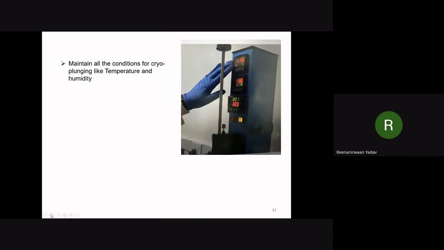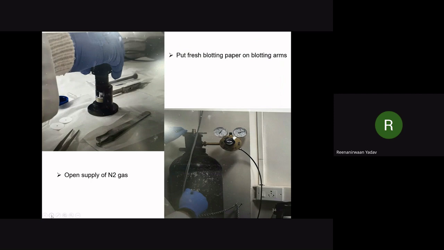Next, once our conditions are reached, for example, we set the plunging temperature at minus 171 and time 3 seconds, and our humidity reached above 80%, and this 22.3 is the ambient room temperature that we are plunging at. So this is the process. We change the blotting sheet of our plunging arm and open the nitrogen cylinder to provide the force for plunging. Next.